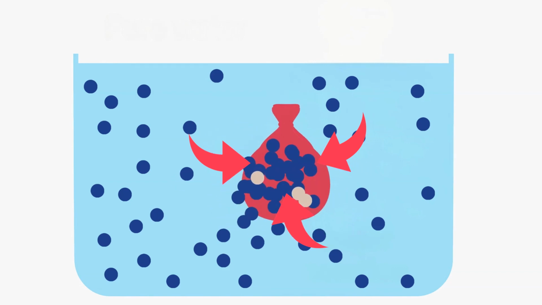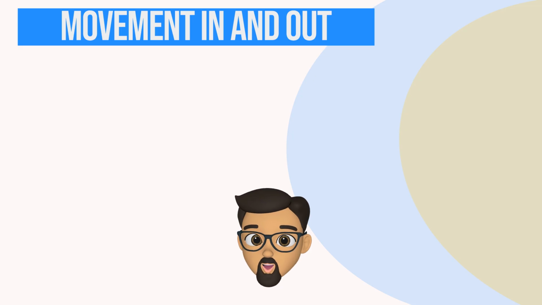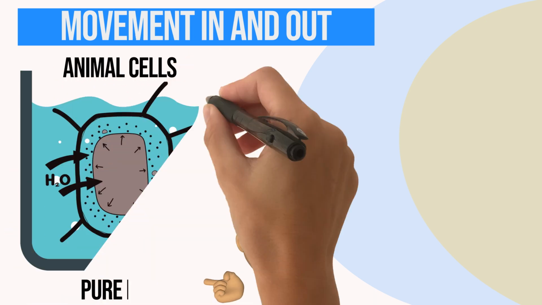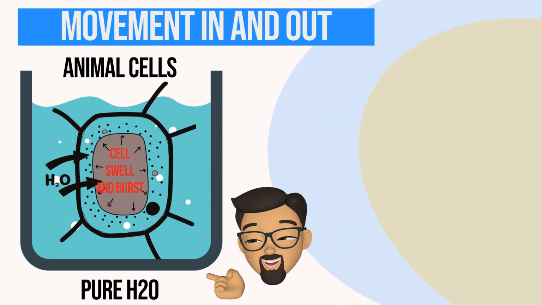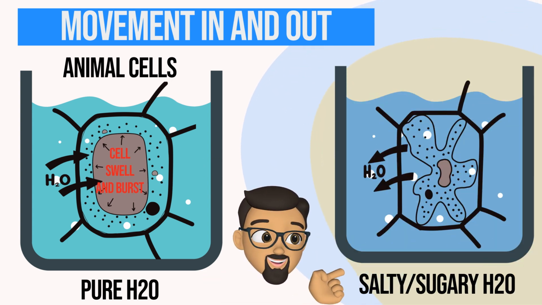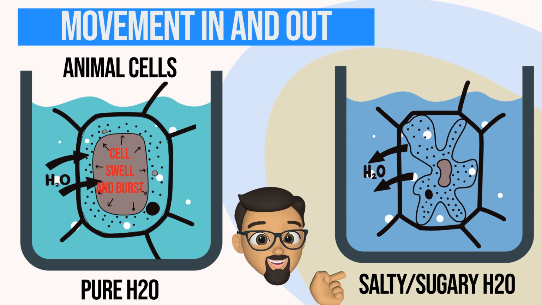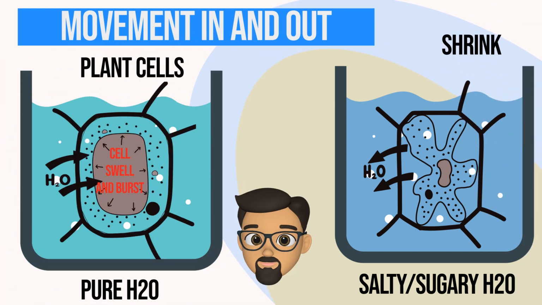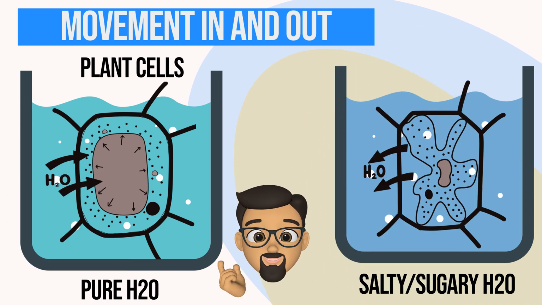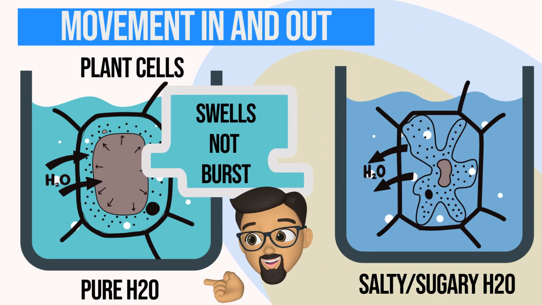Got it? Now in living cells, this is what happens. In animal cells, if you put them in pure water, water will rush into them by osmosis, and the cell can swell and burst. If you place them in a very salty or sugary solution, water will move out, and the cell will shrink. In plant cells, it's a little different, thanks to the strong cell wall. When water enters, the plant cell swells, but it doesn't burst. The cell wall keeps it safe.